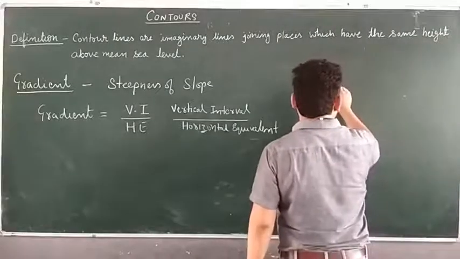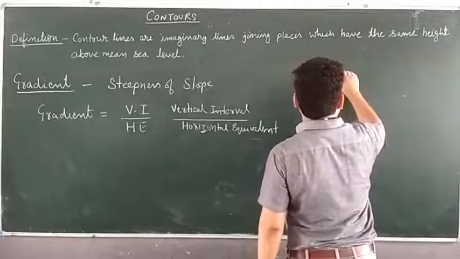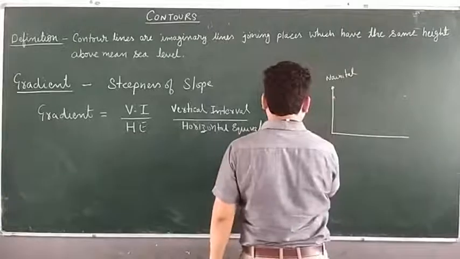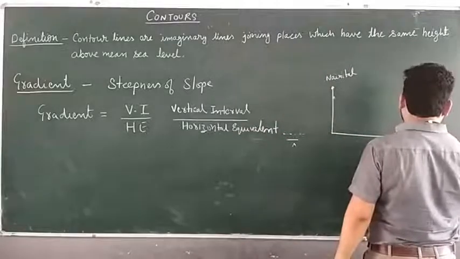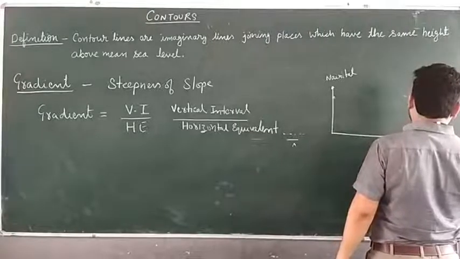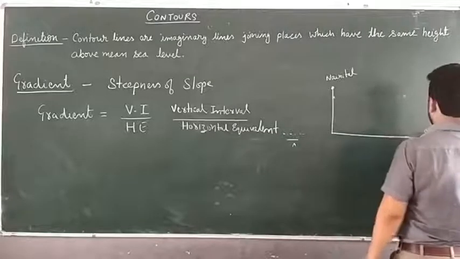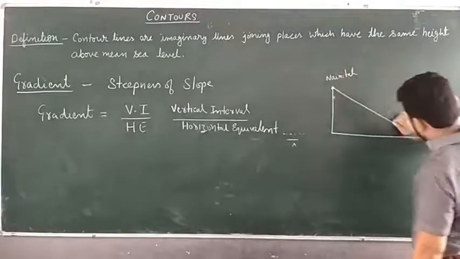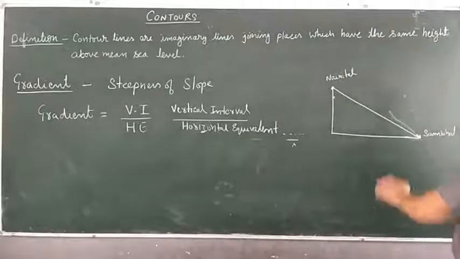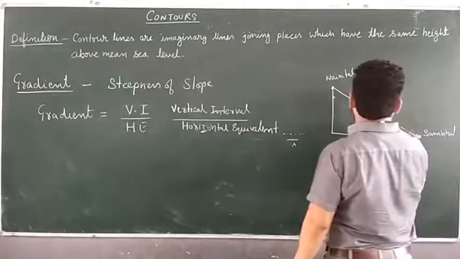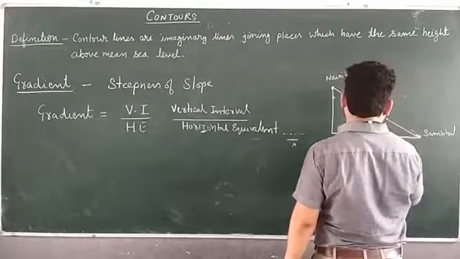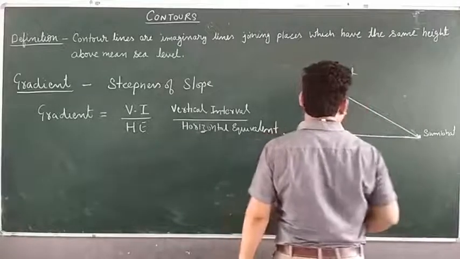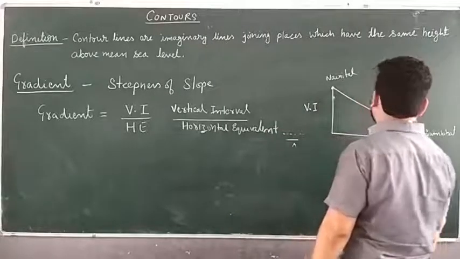See, suppose this is Nainital, right? And this is, you can say, mean sea level. And this is Sambal. And if we need to go from Sambal to Nainital this way, so this is what? This is the vertical interval, right? And this is the horizontal equivalent, right?